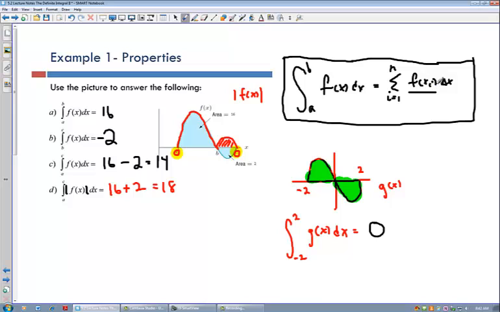I mean, this is the height. If the height is negative, then the definite integral is going to say that the "area" is negative.